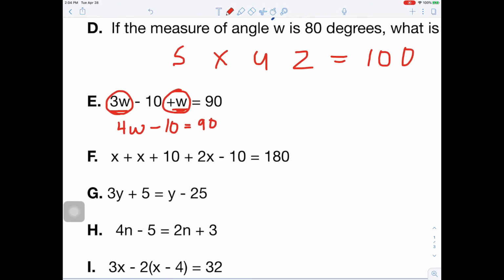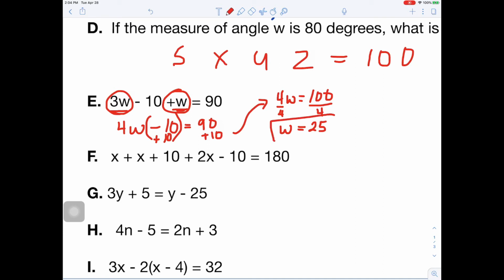The next thing that we would have to do with this is get rid of the 10 on this side. So in order to do that, we have to add 10 here, we have to add 10 here. So we get, as a result, 4W equals 100. And then we'd have to divide both sides by 4, because whatever we do to one side, we do to the other. So W then will equal 25. And here we have the answer.